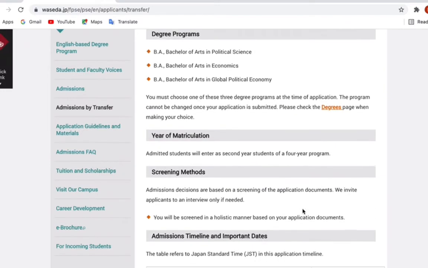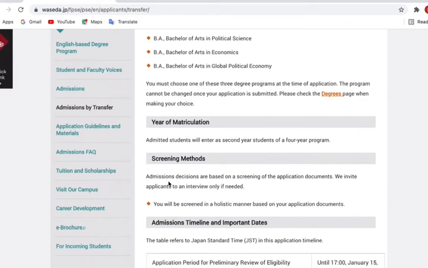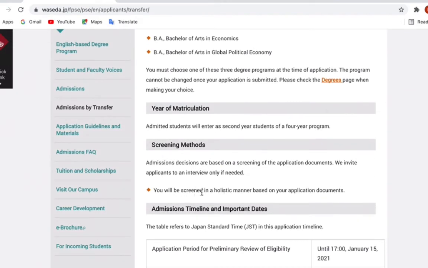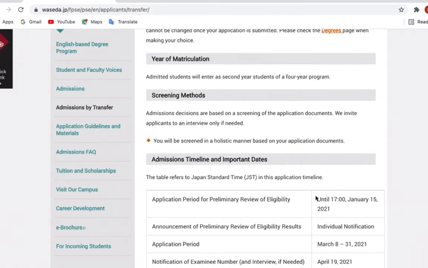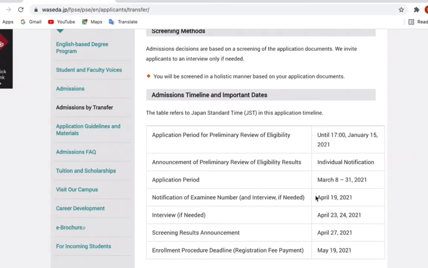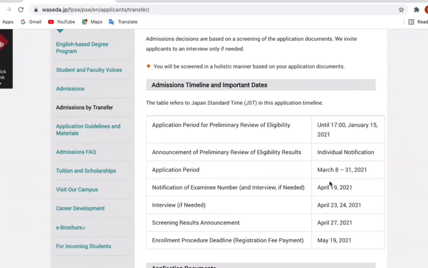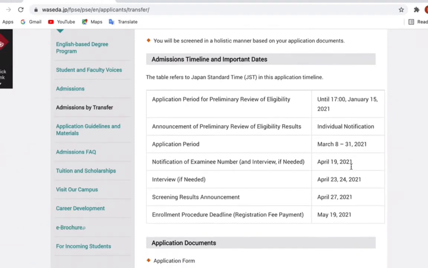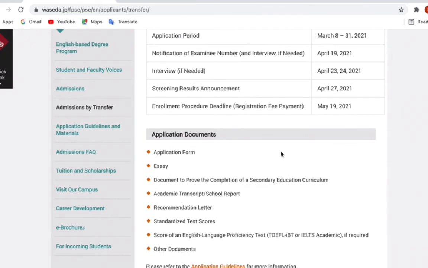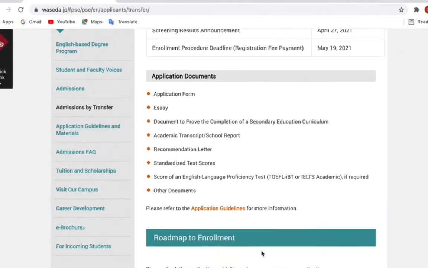Okay. And then the screening method. Admission decisions are based on a screening of the application documents. We invite applicants to an interview only if needed. You will be screened in a holistic manner based on your application documents. Okay. So the application period has already ended. It was until March 31st. So these are the documents that you need to provide.